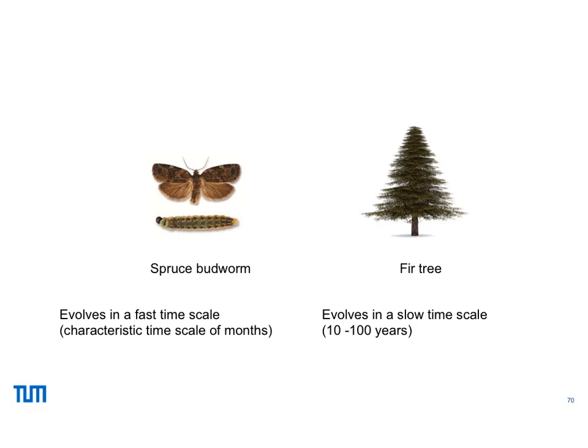Here, two things are important in the model, as I will show you later. The first thing is that the spruce budworms evolve on a fast time scale, so the population can change pretty fast, while the fir trees change very slowly. I mean, they are trees, so they need years, tens of years, to increase the population.